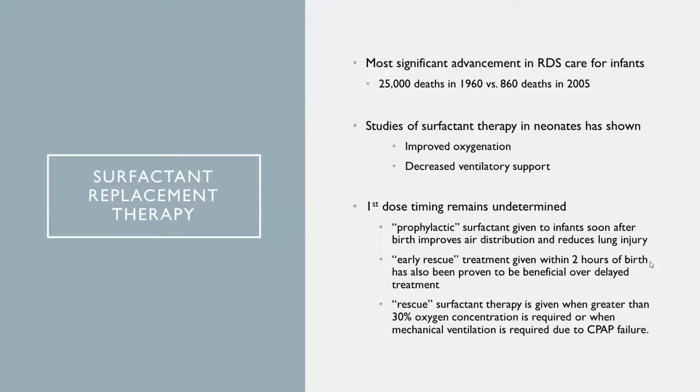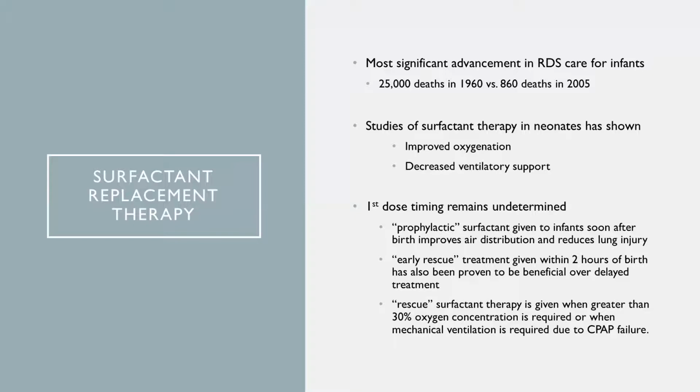Surfactant replacement therapy is considered to be the most significant advancement in RDS care for infants, as in 1960 there were 25,000 deaths due to RDS, and in 2005 there were 860. Studies of surfactant therapy in neonates have shown improved oxygenation and decreased ventilatory support. The optimal timing of first dosing of surfactant, commonly referred to as SURF, remains undetermined.